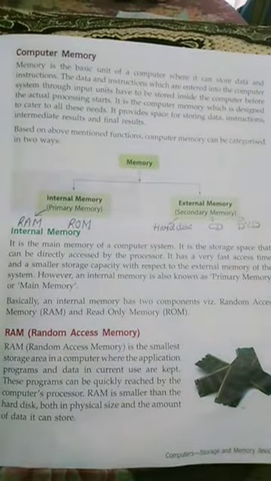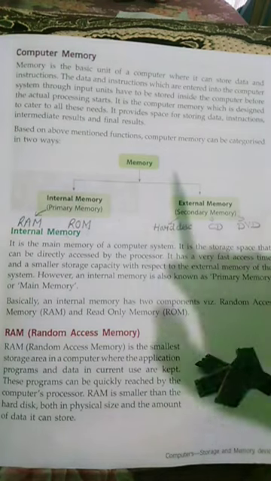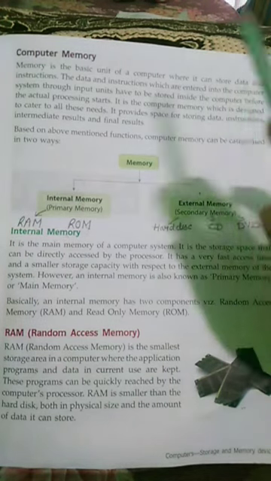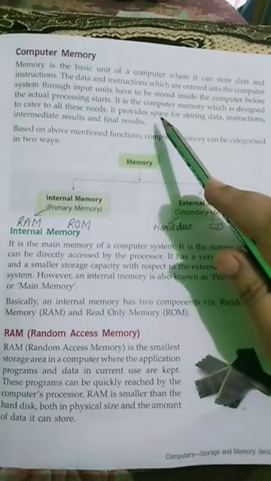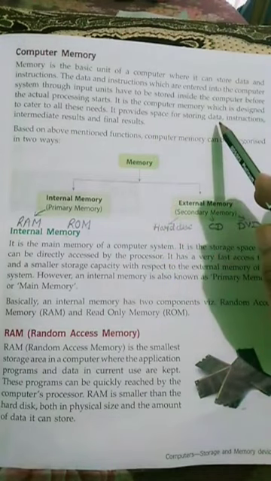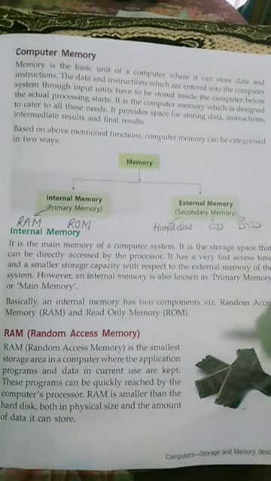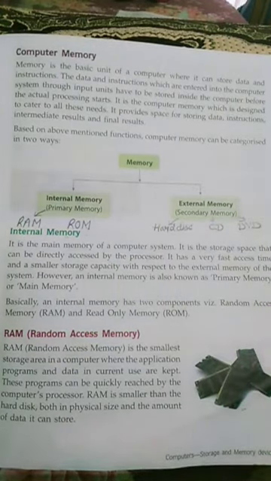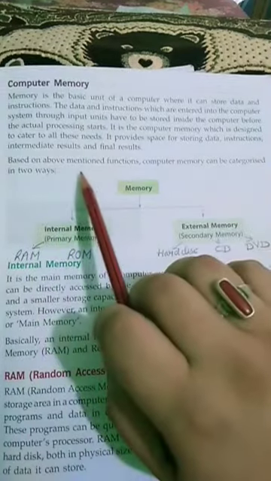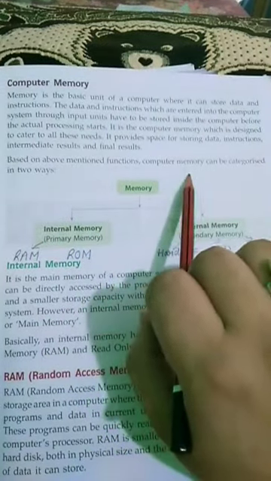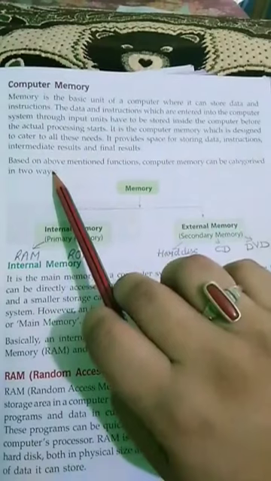Children, computer memory is just like a human brain. As a human brain is capable of storing things permanently and temporarily, similarly, a computer can also make use of both permanent and temporary memory. Computer memory can store data and instructions. Also, it provides space for storing intermediate results and final results. So, it is the most important part of a computer system. Based on the above mentioned functions, computer memory can be categorized in two ways.